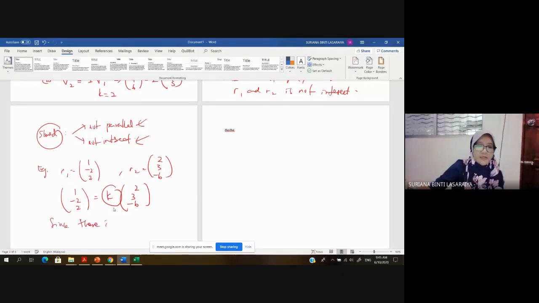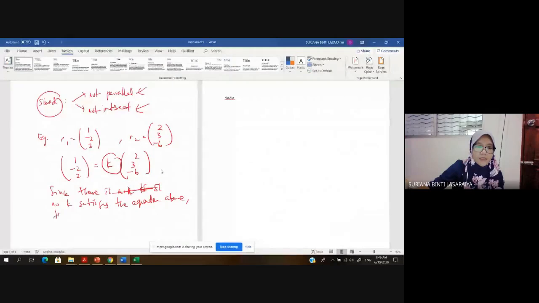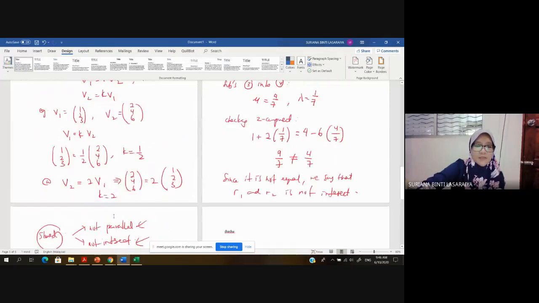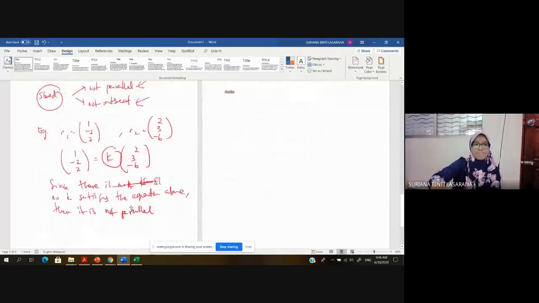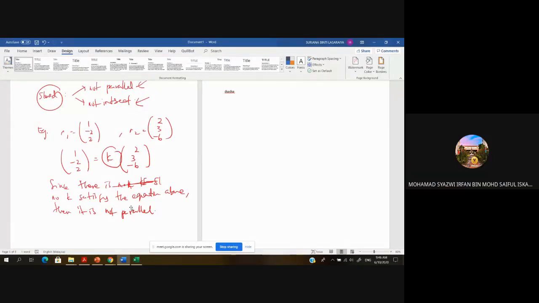Since there is no K that satisfies the equation above, then R1 and R2 are not parallel. So since it is not parallel and it is not intersect, maksudnya dia skewed. Boleh? Begitulah caranya. Senang kan? Boleh.